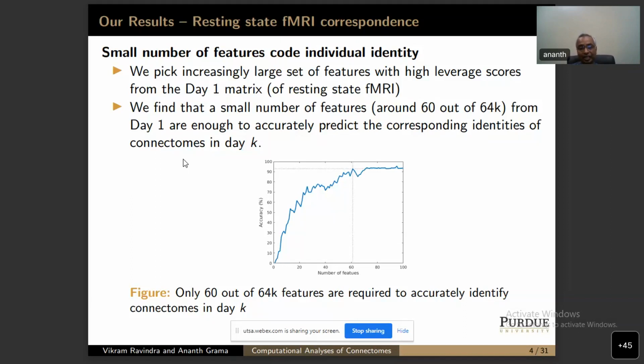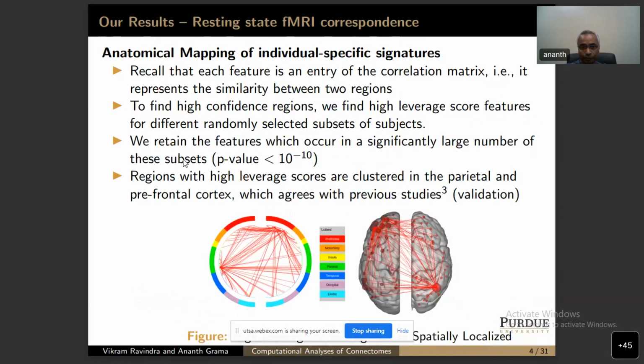And then, like I said, the accuracy ends up being about 95 to 97%. And that accuracy is the peak of what Emily Finn shows using the entire brain. So the key result here is that a very, very small number of features code for really who we are. And the beautiful thing is, remember, those edges actually map to regions of the brain. So we can actually do an anatomical mapping of individual specific signatures. So as I mentioned, each feature is an entry in the correlation matrix, which means that it represents a similarity between two regions of your brain.